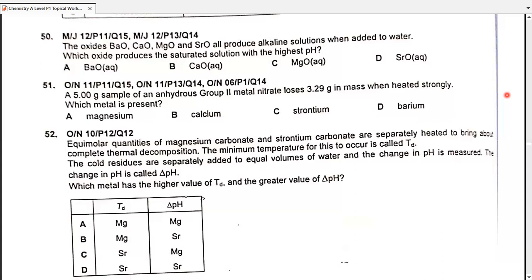After this, 2 ratio 216, 0.03. So after finding the MR of nitrogen dioxide and oxygen together, what do we have to do next?